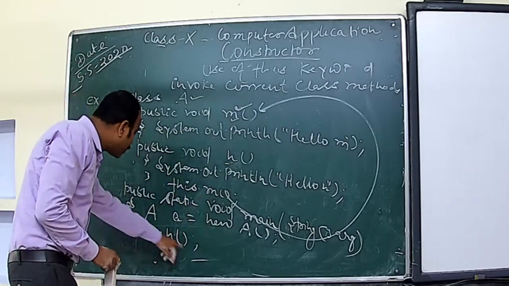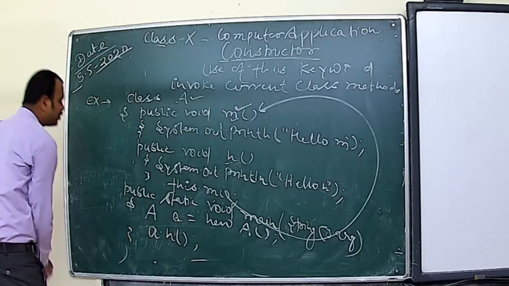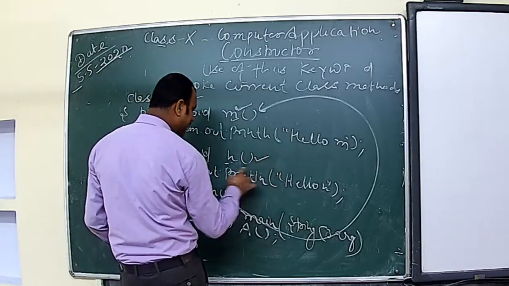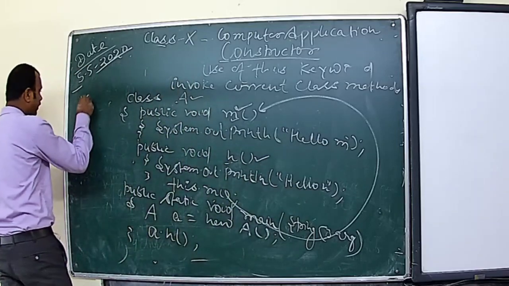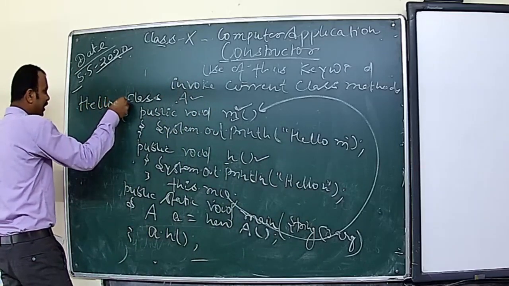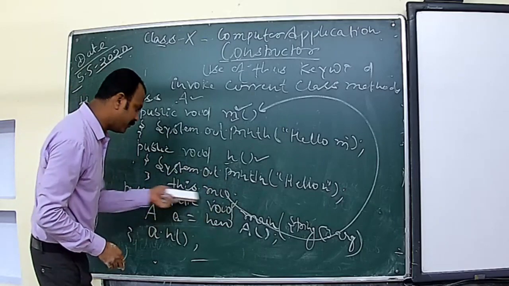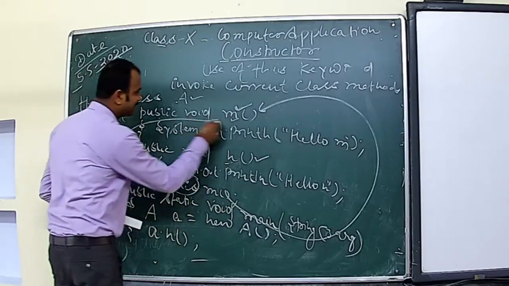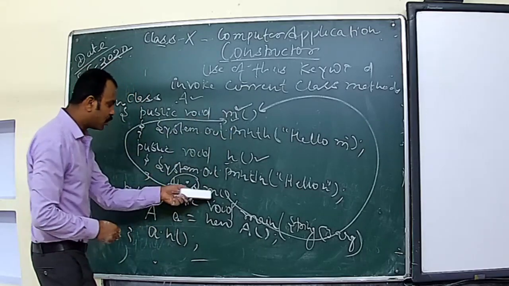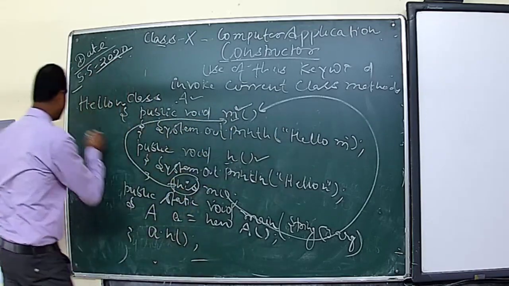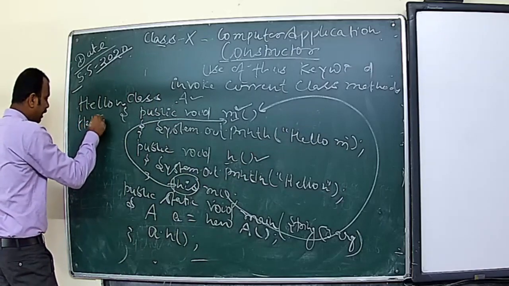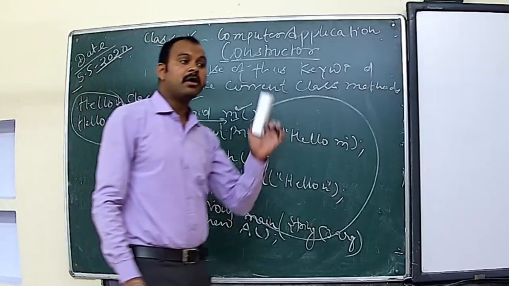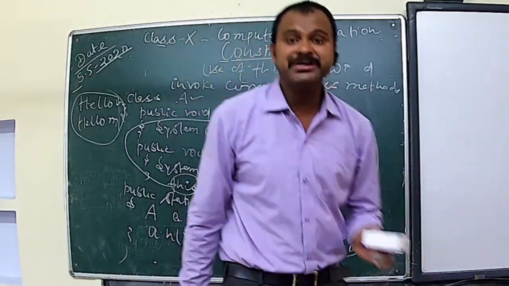So if I write A.N and execute, first of all, which one is printed in N? Hello N. It will print hello N, and then we are calling here this.M. Using the this keyword we are calling this current class method. M contains hello M, so it will print hello M. So this is how we can call a current class method using the this keyword.